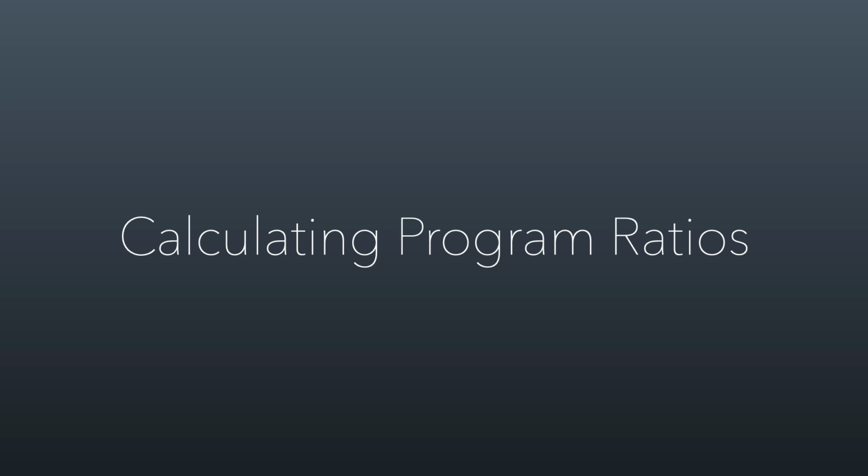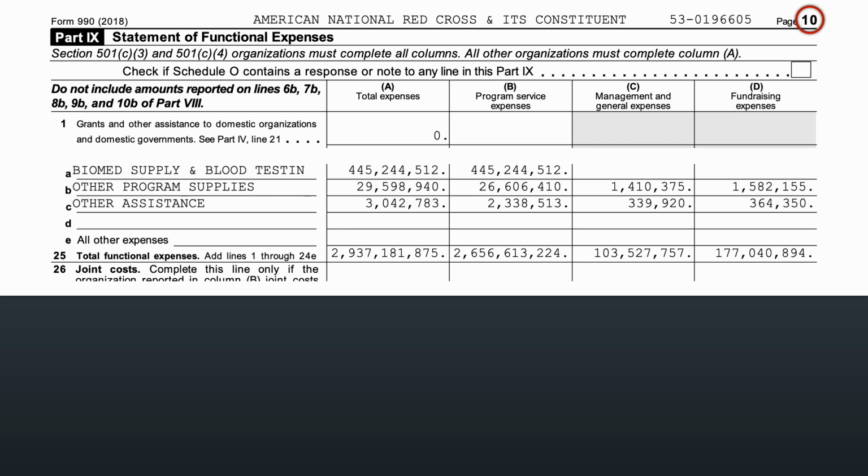And what they don't understand is that this is just a calculation that comes from a tax form, specifically page 10 of the 990. Now, even though I'm not a big fan of program ratios as a measure of how good a job the nonprofit is doing, it still is important for you guys to understand how program ratios are actually calculated. And they're calculated using, like I said, page 10 of the 990.